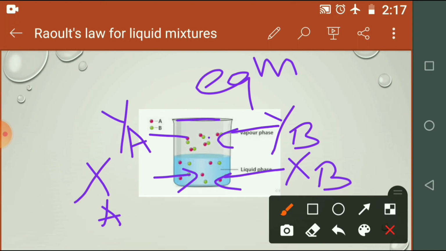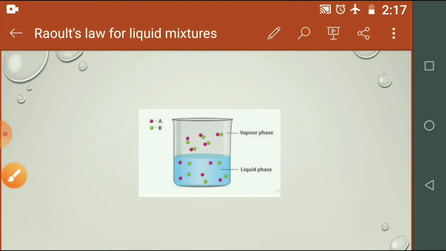The vapor will exert pressure over the solution. The pressure only due to A is the partial pressure of A, and the pressure due to only B molecules is the partial pressure of B. So XA, XB are the mole fractions of A and B in the solution. YA and YB are the mole fractions of A and B in the vapor phase. PA and PB are the partial vapor pressures of A and B in the solution.